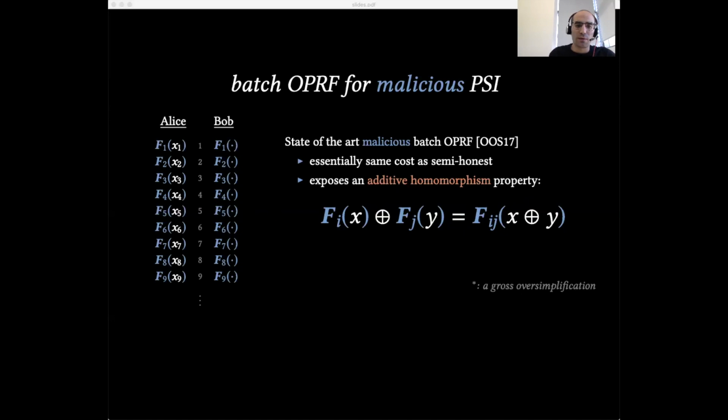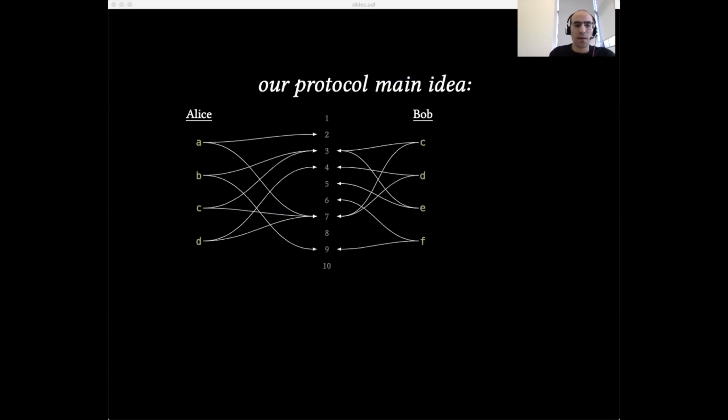And since Bob has Fi and Fj entirely, he can combine those functions to obtain Fij, and he can compute Fij on every input that he wants. This is the most important property that we are going to use in our protocol. Now, the main idea of our protocol is this.